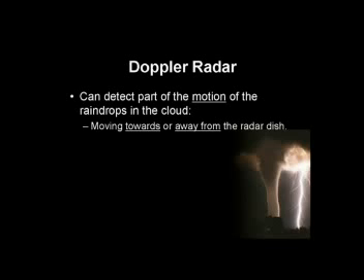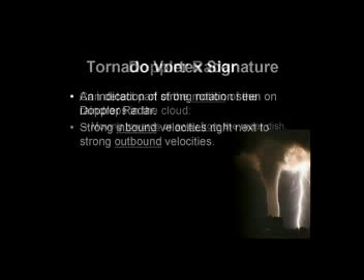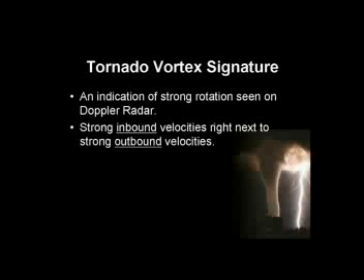Now, we haven't talked much about Doppler radar in this class, but Doppler radar doesn't just detect the presence of the raindrops, it can detect part of the motion of the raindrops in the cloud. It isn't the same thing as detecting exactly how every raindrop is moving, but it can overall tell whether the drops are moving towards the radar dish or moving away from the radar dish. By tracking the raindrops in a thunderstorm, we're able to find indications of rotation.